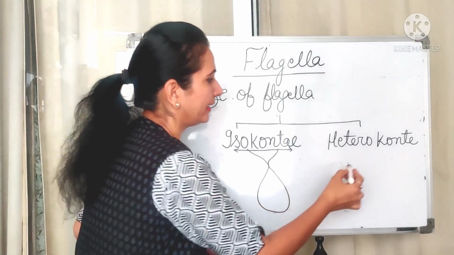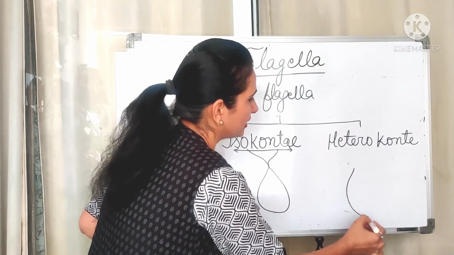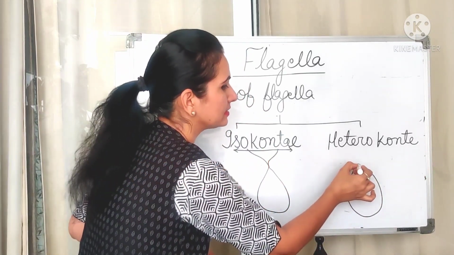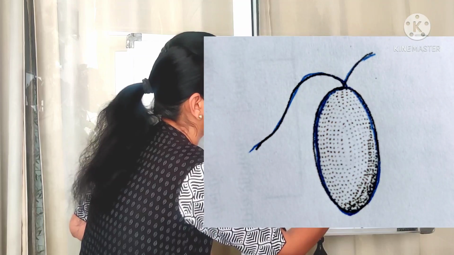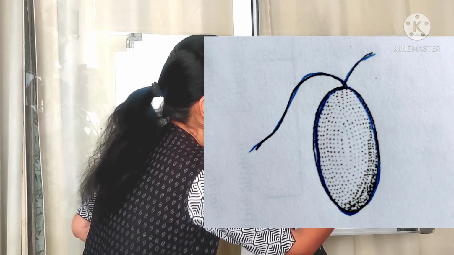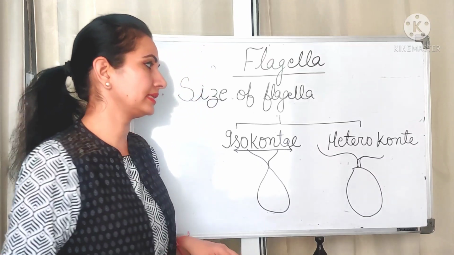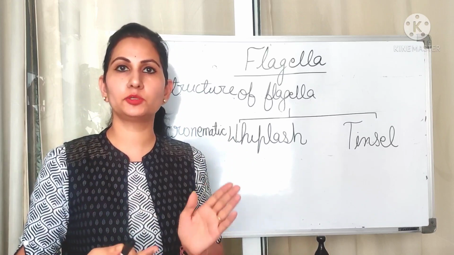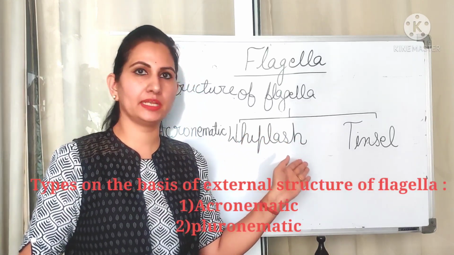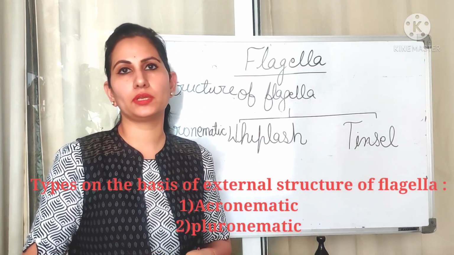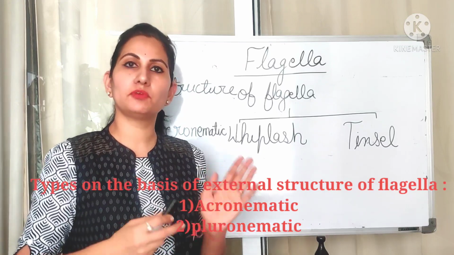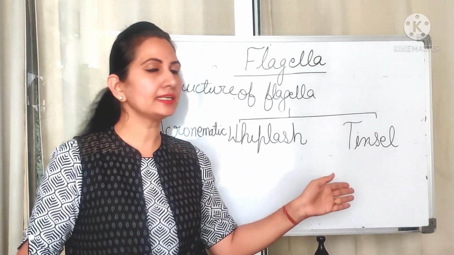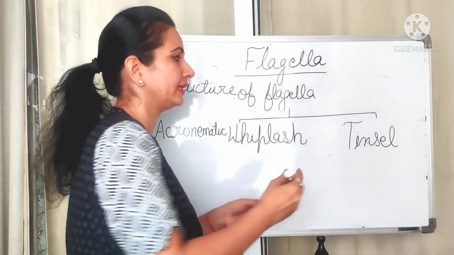On the other hand, heterokont means the flagella which are not similar in their sizes. So here you can see I have made one flagellum which is longer in size and another flagellum which is shorter in size. On the basis of external structure of flagella, they are divided in 2 categories. First is known as Whiplash type of flagella and another one is known as Tinsel type of flagella. The Whiplash type of flagella are also known as acronematic flagella and the Tinsel type of flagella are known as pleuronematic flagella.